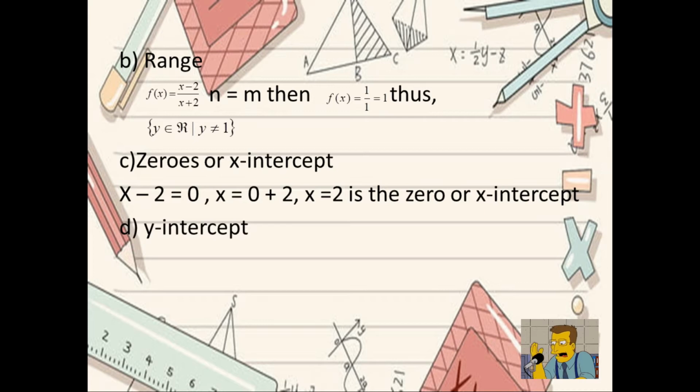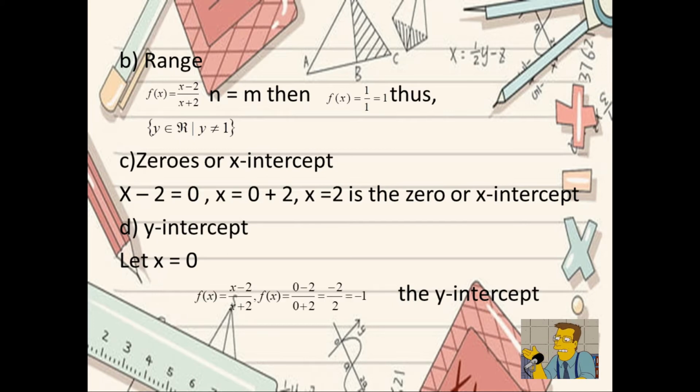Okay, letter D is the y-intercept. To compute the y-intercept, first you let x equals 0, then substitute 0 into the function, and that is 0 minus 2 over 0 plus 2, which is negative 2 over 2, and that is negative 1. So negative 1 is the y-intercept of the function.